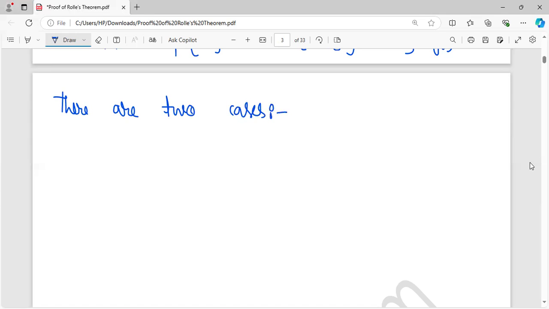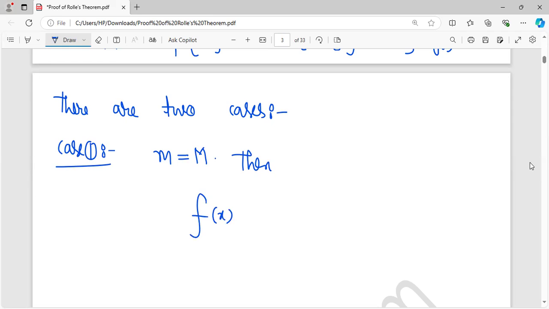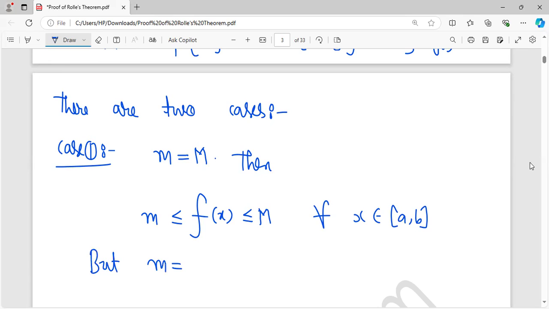Case one is what? Small m is equal to capital M. In this case, what will happen? Because if you take any x, the functional value of f at x will be less than or equal to M, because this is supremum, and small m will be less than or equal to f(x) for all x belongs to closed interval [a, b], because this is infimum. But small m is capital M.